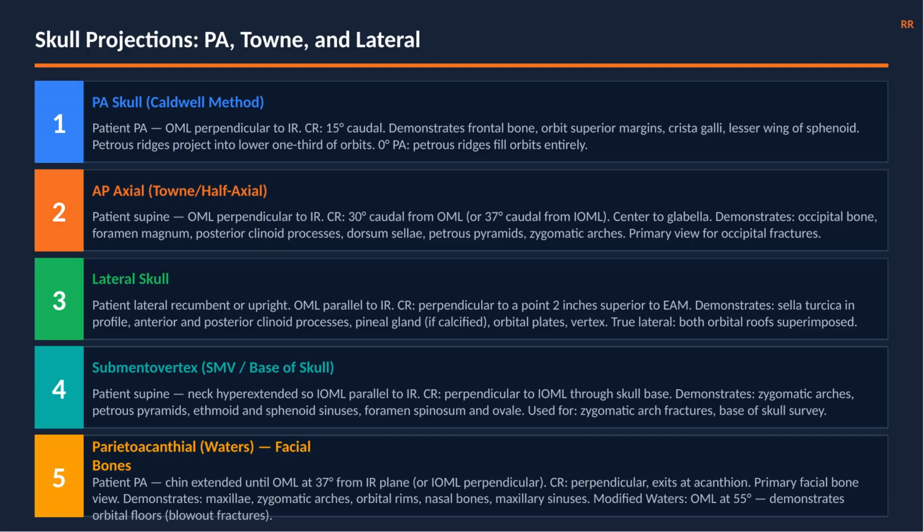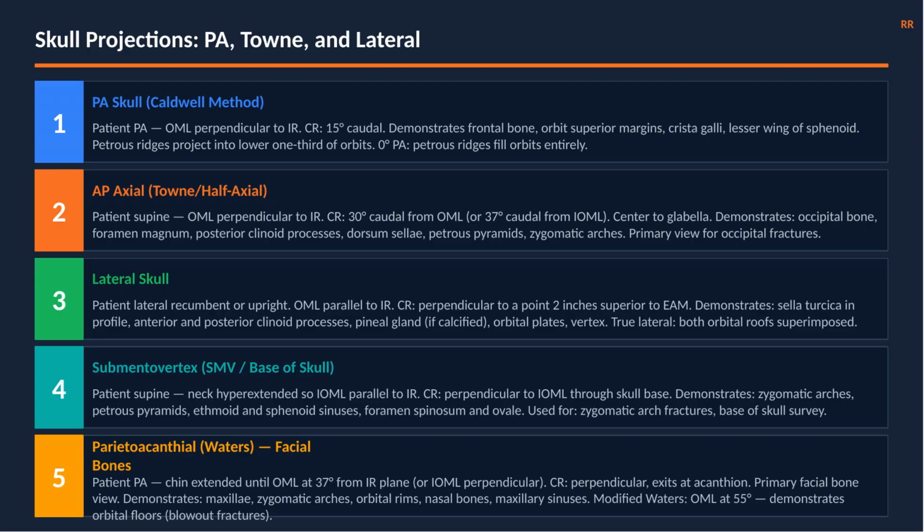Submentovertex. SMV, base of skull view. Patient supine with neck hyperextended until the IOML is parallel to the IR. CR perpendicular to the IOML through the skull base. Demonstrates zygomatic arches free from superimposition, petrous pyramids, ethmoid and sphenoid sinuses. Primary view for suspected zygomatic arch fracture.